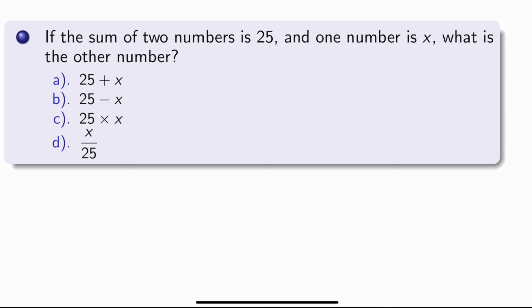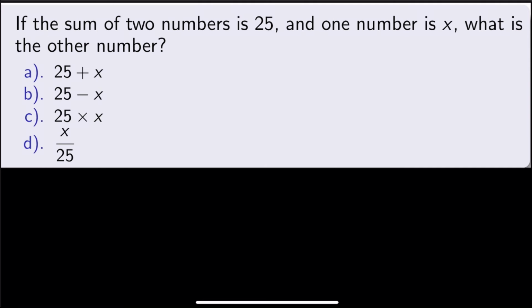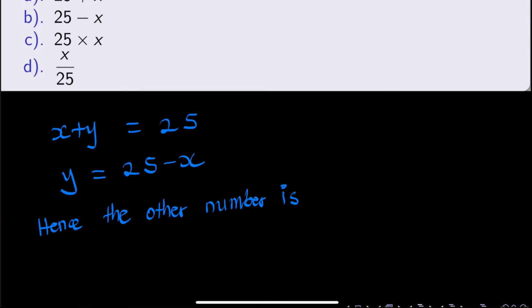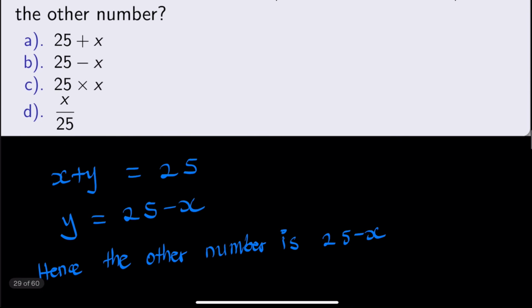With our next question, we have, if the sum of two numbers is 25 and one number is x, what is the other number? So let's call the other number, say, y. So we are going to have x plus y is giving us 25. So our goal is to find y. So we are going to have y is equal to 25 minus x. So hence the other number is 25 minus x. And so the correct option is option B.